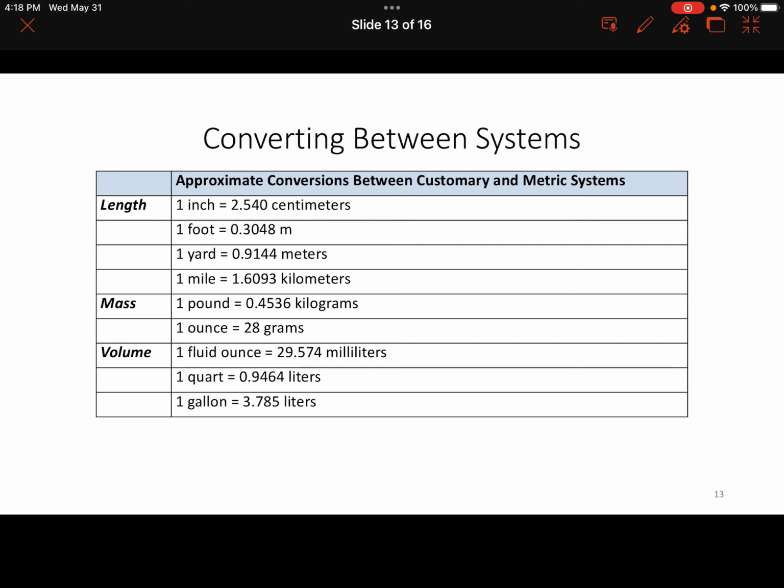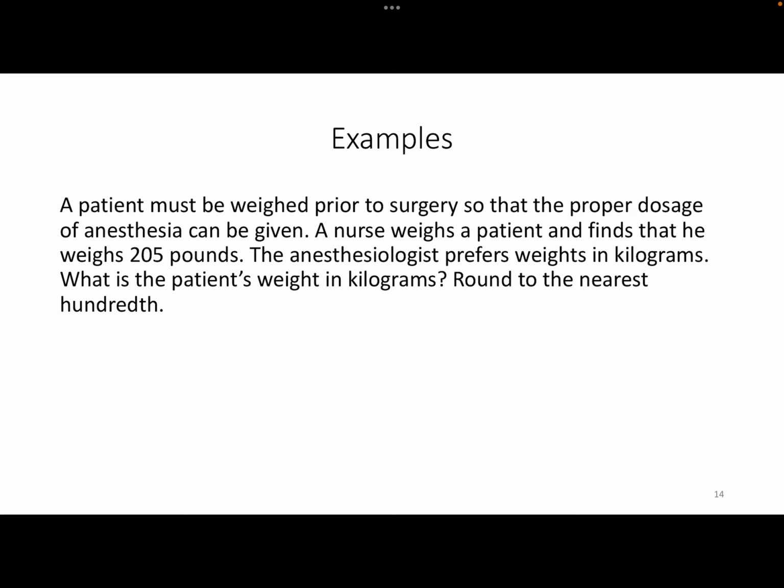That's another conversion table between systems. You can look through it. And let's work on another example. A patient must be weighed prior to surgery so that the proper dosage of anesthesia can be given. A nurse weighs a patient and finds that he weighs 205 pounds. The anesthesiologist prefers weights in kilograms.